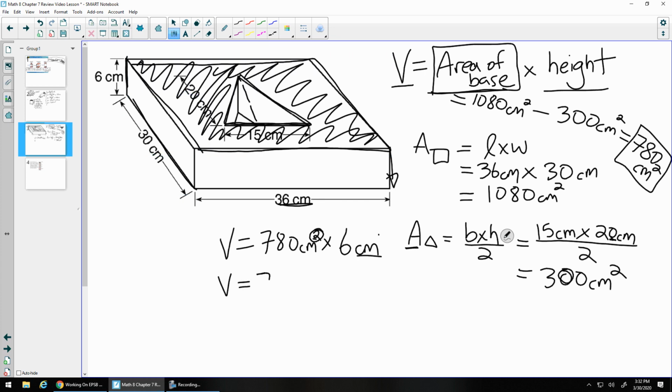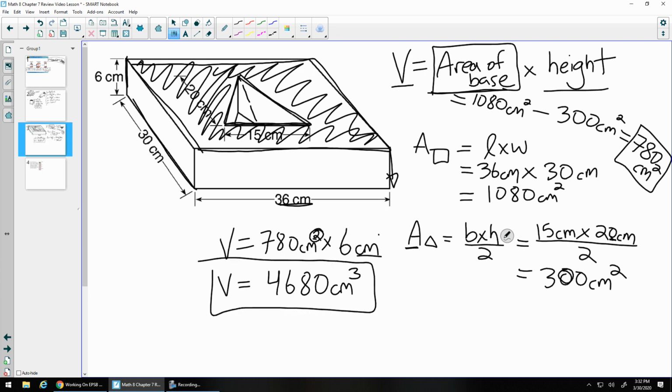The volume is equal to 780 times 6. I can just do that on my calculator. 780 times 6 is 4,680 centimeters cubed. The units worked out. Seems like a reasonable answer. There's our answer for the volume of that shape with the triangular prism missing.